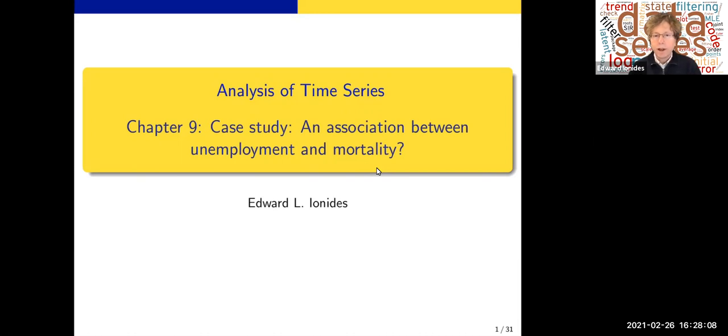This is Analysis of Time Series, chapter 9. We're going to work through a case study looking at an association between unemployment and mortality, looking for evidence from time series data, whether there is an association, whether it's positive or negative.